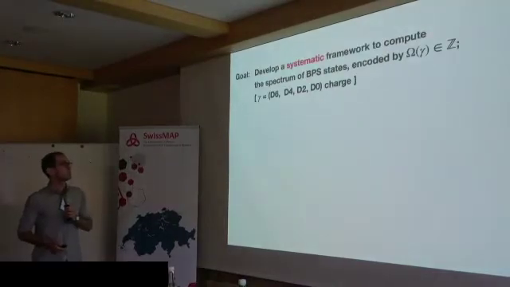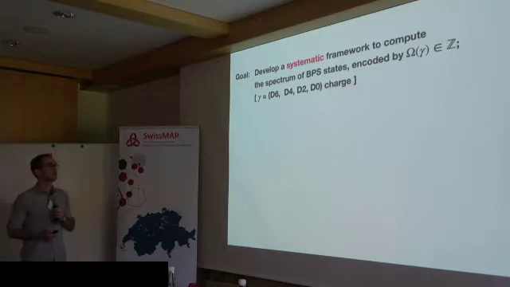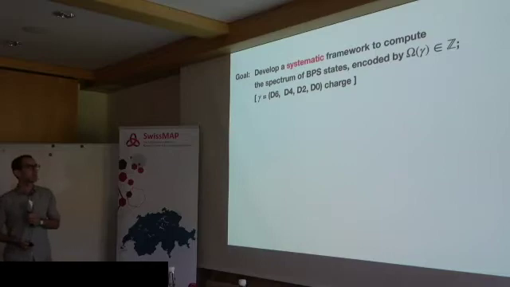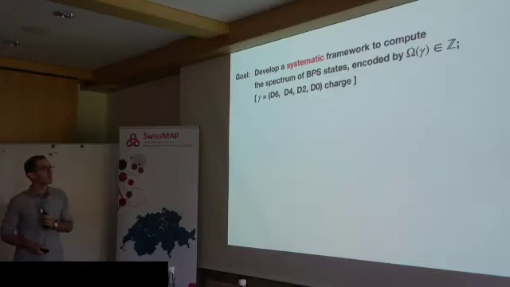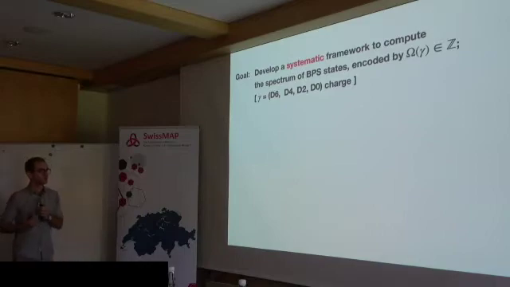So the goal then is to study this problem, and what we want to do is develop a framework that allows you to systematically compute the spectrum of BPS states. So what does that mean? It means that for any type of electric particle or magnetic string, or maybe a bound state of those, we want to compute a certain invariant quantity known as the BPS index, denoted by omega, that contains some information. You can roughly think of it as the dimension of the Hilbert space for particles or strings with a certain charge.